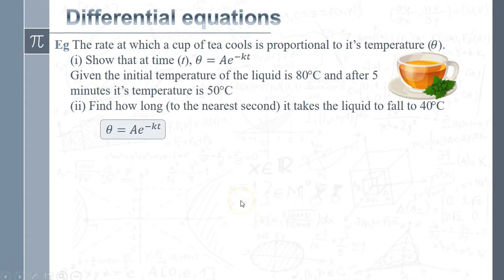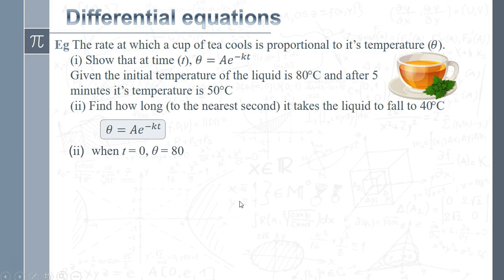So we've got two constants in here. We've got this a, which is just a constant, and we've got k, which is a constant. So what we've got to do is some working out to try and find out what those two things are. And we've got two pieces of information. The first piece of information is the initial temperature of the liquid is 80 degrees C, and the second piece of information is after 5 minutes its temperature is 50. So let's use those two things.